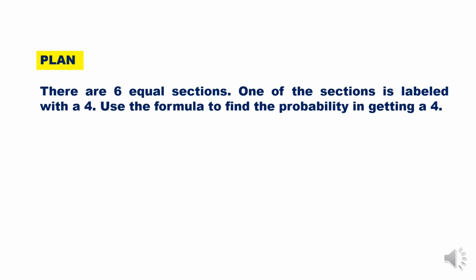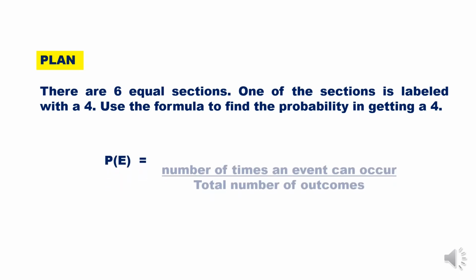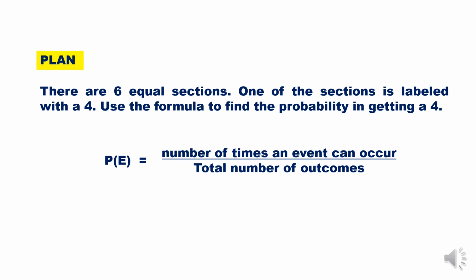Next is plan. There are 6 equal sections. One of the sections is labeled with a 4. Use the formula to find the probability of getting a 4. This is the formula: P(E) equals the number of times an event can occur divided by the total number of outcomes, where E refers to the event.